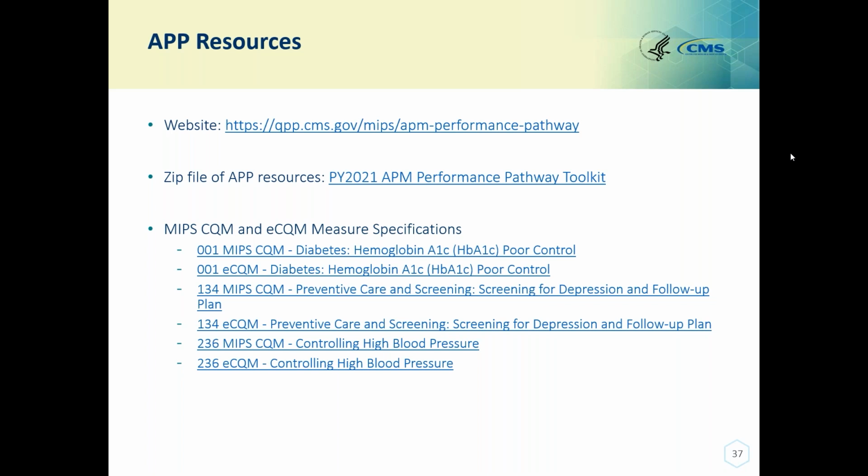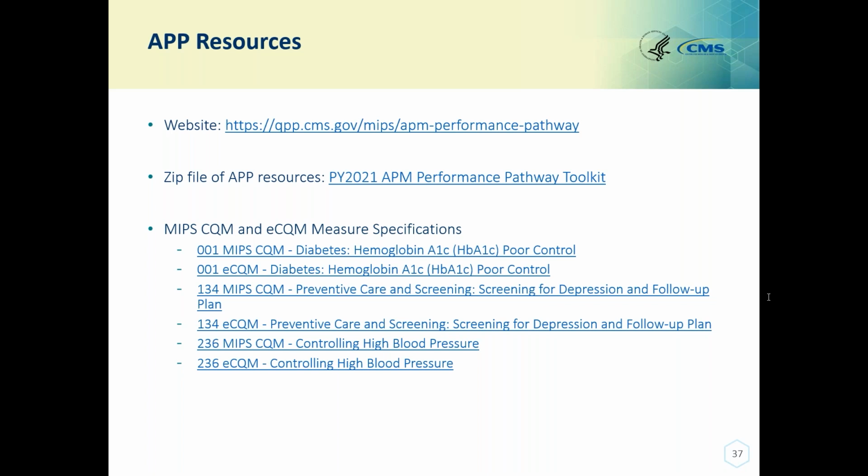Okay, thank you. Okay. Next question, how does CMS know if I'm reporting APP as a group or APM entity? I'm sorry, could you repeat that question? Sure. How does CMS know if I'm reporting the APP as a group or as an APM entity?